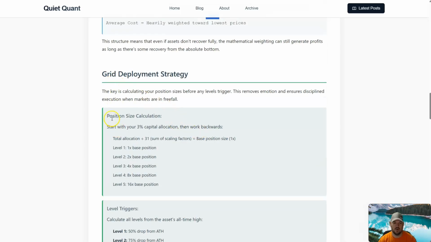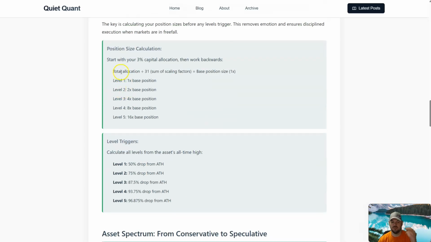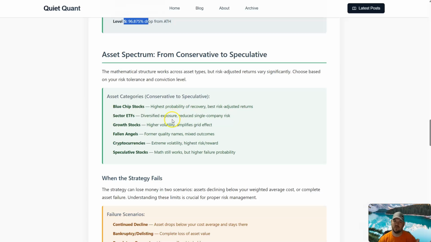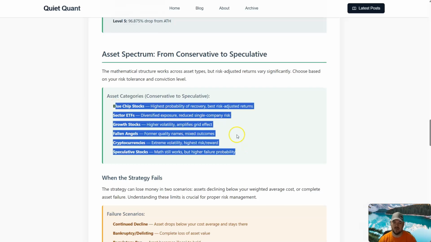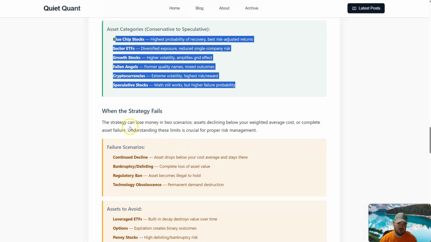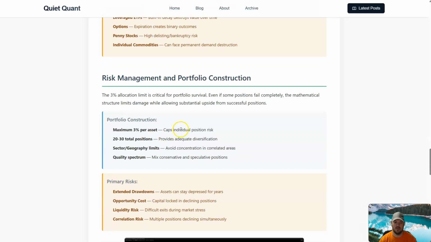All right. So again, you can read through all this, right? It talks about the triggers, like the first level is 50%, 75, 87, 93, and 96. And it talks about different types of stocks and assets and kind of the pros and cons to those. It talks about when the strategy fails, which is essentially when an asset goes to near zero and stays there or completely dies. And then again, the risk management section, no more than 3% maximum per asset, no more than 20 to 30 total positions.